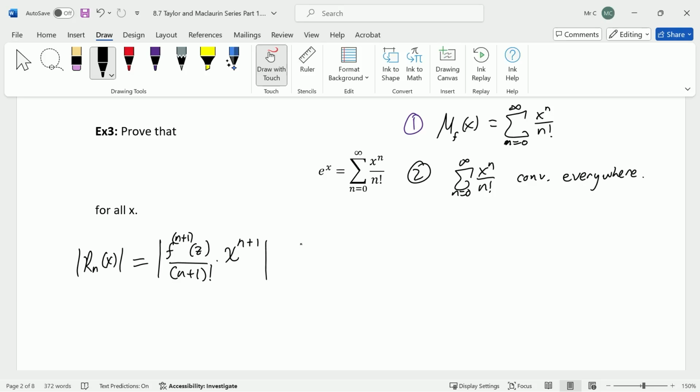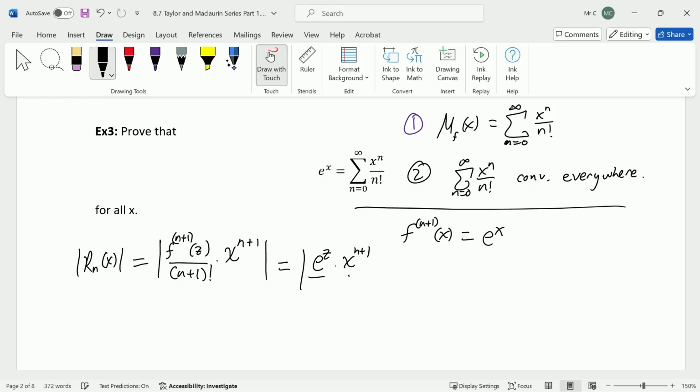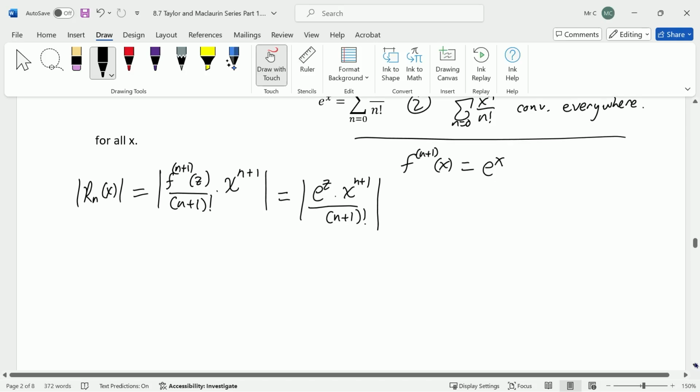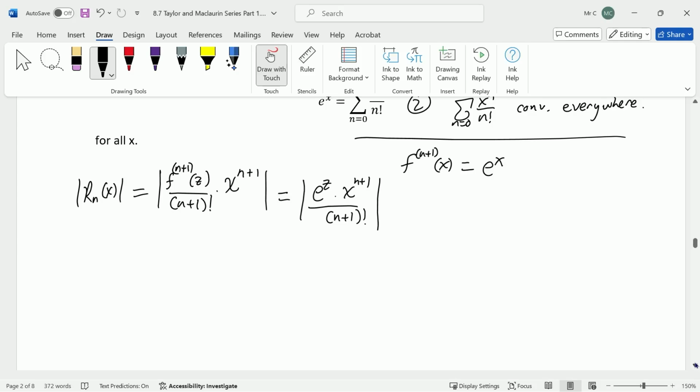And the great thing is we already know that the n plus 1th derivative for e to the x is still just e to the x. So that tells me that the n plus 1th derivative evaluated at z is just e to the z. So now I want to show that the limit of this thing goes to 0.